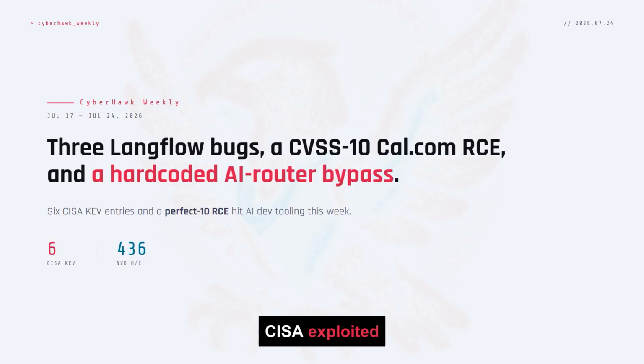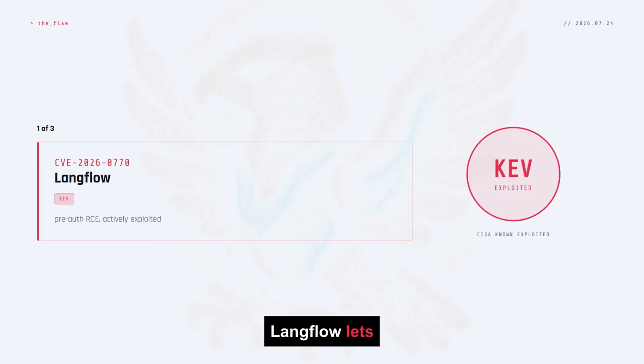This week the CISA exploited list grew again, and the flaw sitting on it belongs to Langflow, the open-source framework a lot of people use to build AI agents. Alongside it, cal.com shipped about as bad a bug as you can ship, a perfect 10 unauthenticated code execution flaw. And a lesser-known AI dev tool called 9router had a straight line from a hard-coded password to full remote code execution. Let's start with this Langflow flaw.